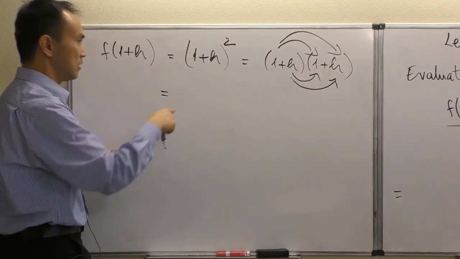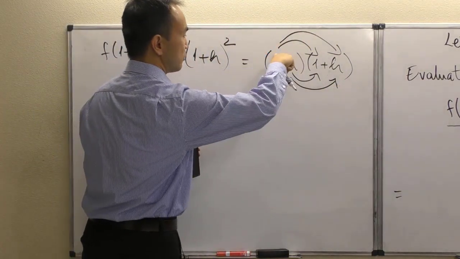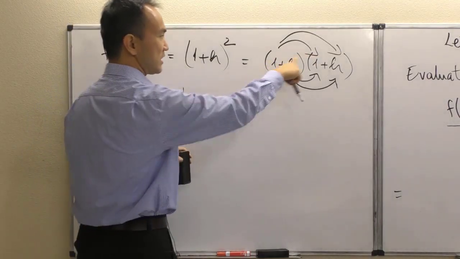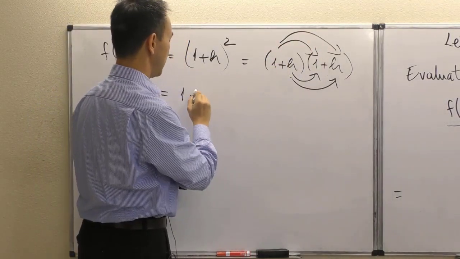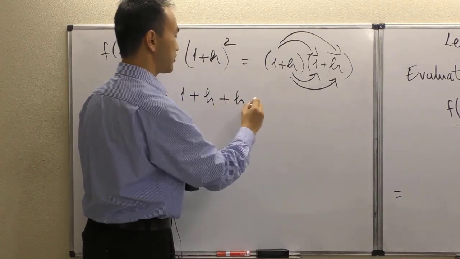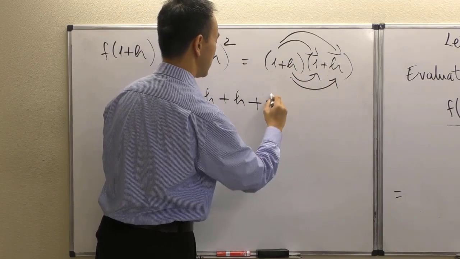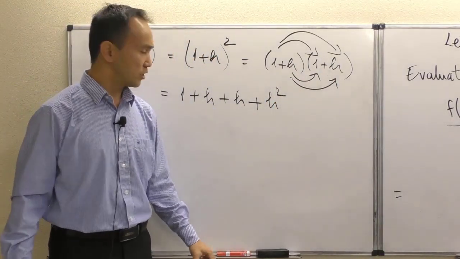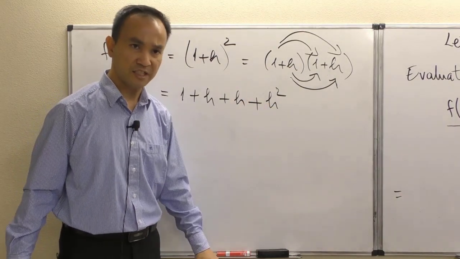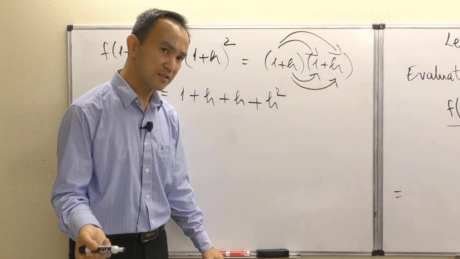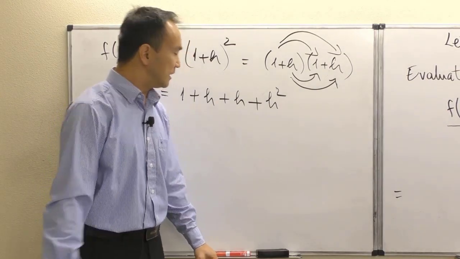All right, so 1 times 1 gives me 1. Of course it's 1 squared. 1 times h gives me h. h times 1 gives me h. And h times h gives me h squared. And that's what I meant by FOIL again. So I hope I don't have to keep mentioning these elementary algebra steps, because we're looking at this lesson at a pre-calculus course level.